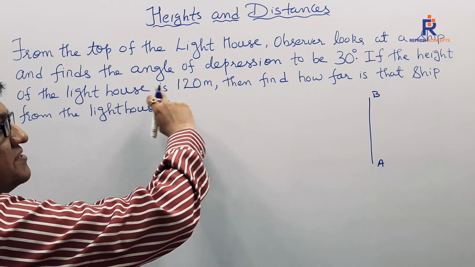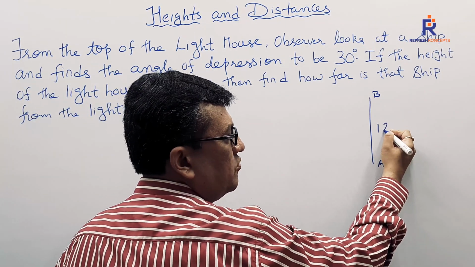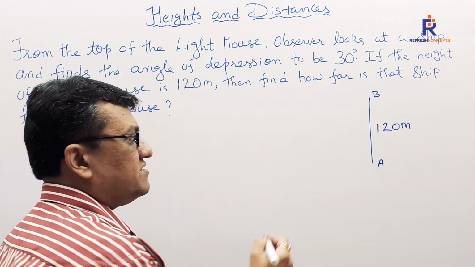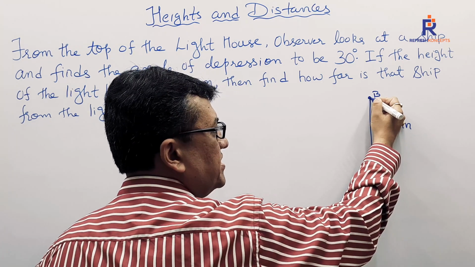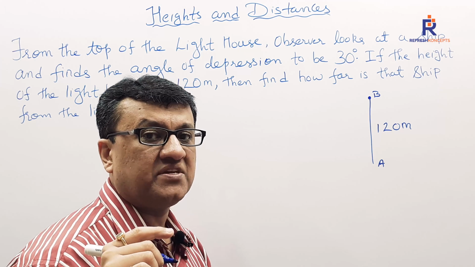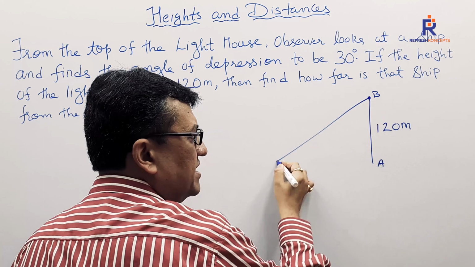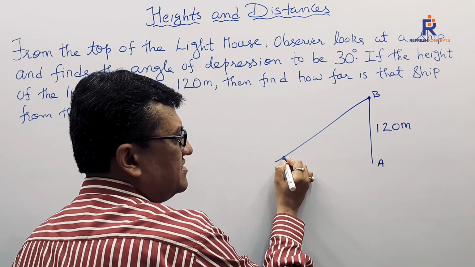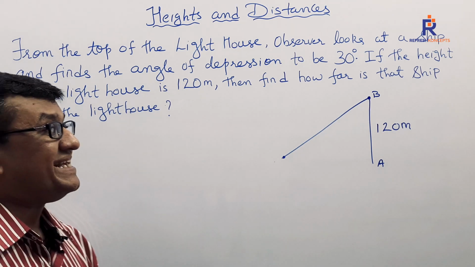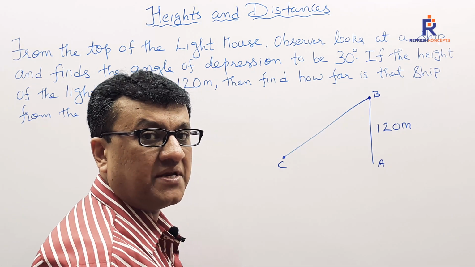Once again, the height of the lighthouse is known to us. So let us say that AB represents the height of the lighthouse, 120 meter. The observer is sitting on the top of the lighthouse, so one can say the observer is over here. He sees the ship with an angle of depression of 30 degree. Let him see a ship over here. So let C be the position of the ship.